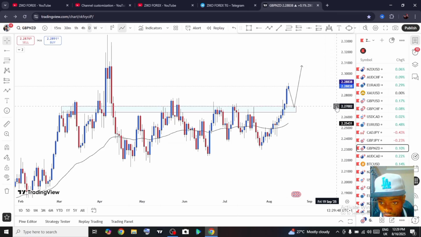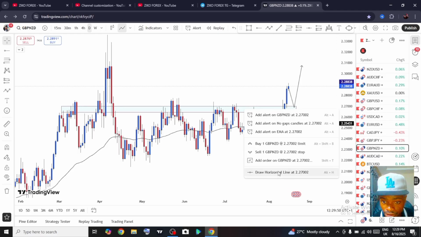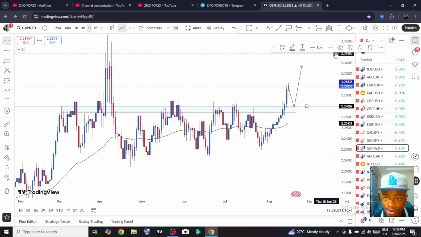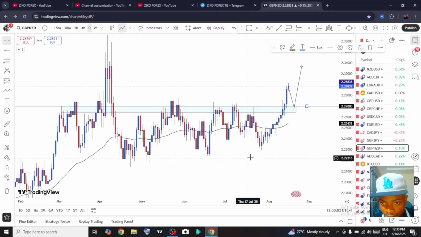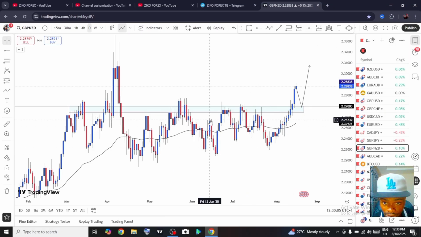For example, there's a round psychological level here, so let's draw it. As you can see right here, I can just go to my settings and look for round psychological level 2.270000. Do you understand? So it's very easy to draw round psychological level, and you can see that it's right above my area of interest.